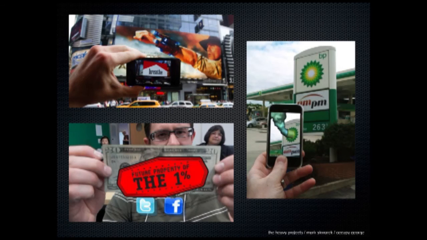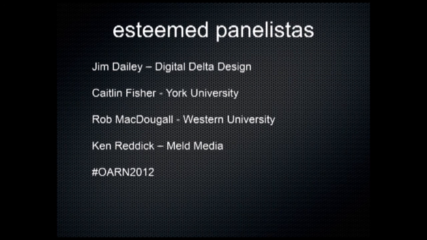And of course, there are also the artists and the activists, the people who are saying, you know what, all this advertising and marketing stuff is just fine, but there are interesting stories to be told about what people really think as well. Again, these are all things that non-technical artists have been able to put together with the tools. So we're at a pretty good point, I think, in terms of the kinds of things we can do with what we have access to today. And so the folks that we're going to have talking about this include Jim Daly, Caitlin Fisher, Rob McDougall, and Ken Reddick.